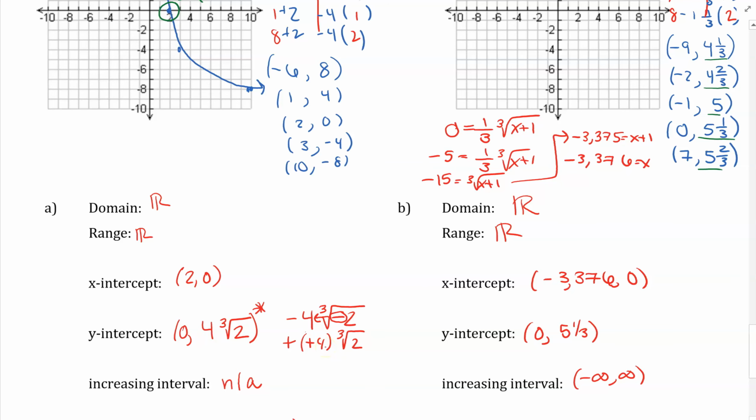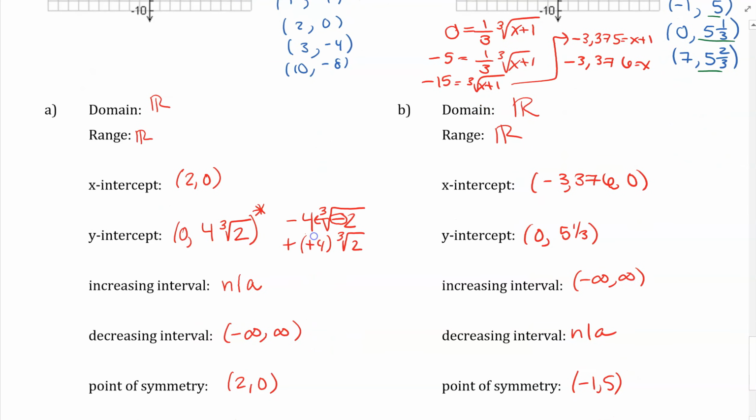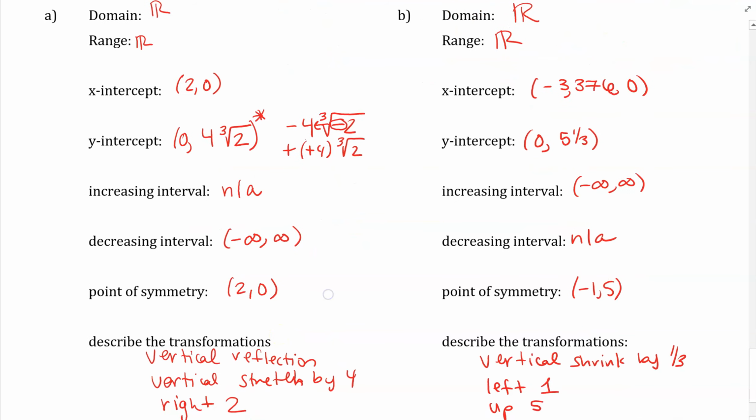So this graph had a vertical reflection because of the negative in front, and therefore there is no increasing interval. It's decreasing the whole time from -infinity to infinity. The point of symmetry is at (h, k). In this case, h was 2 and k was 0. And this graph had a vertical reflection because of the negative a value, a vertical stretch by 4 because the absolute value of -4 is greater than 1, making a stretch. And then it moved to the right 2 based off the h value.